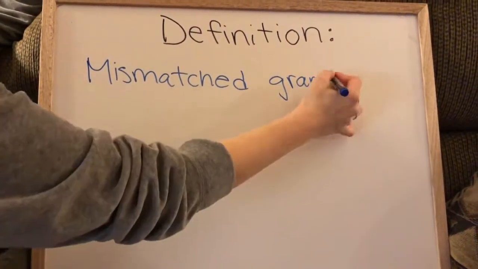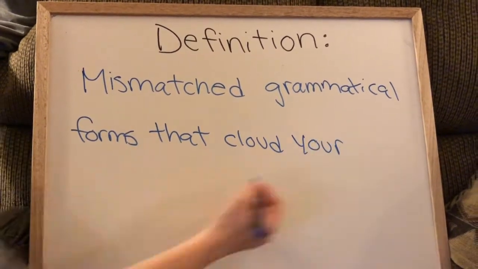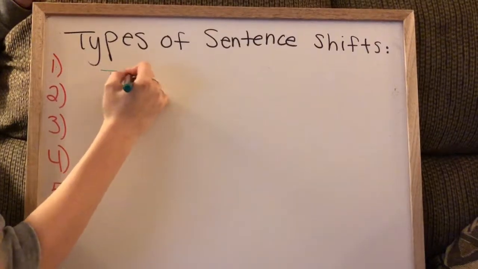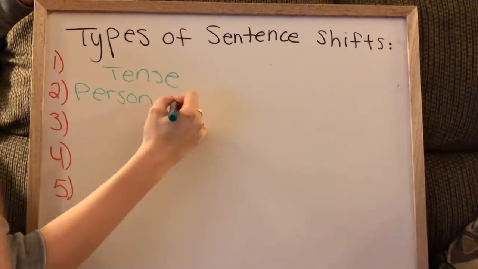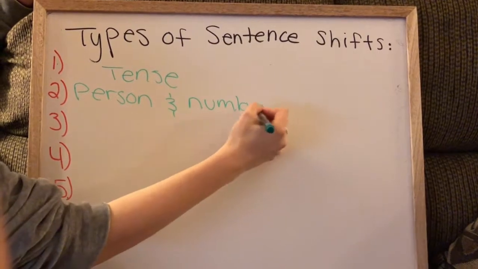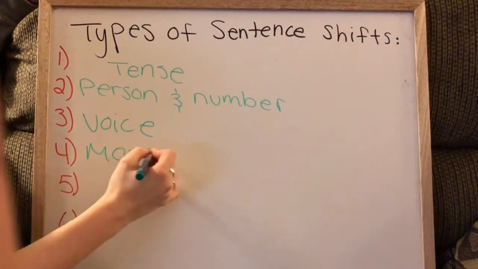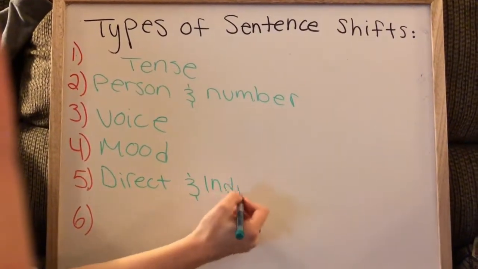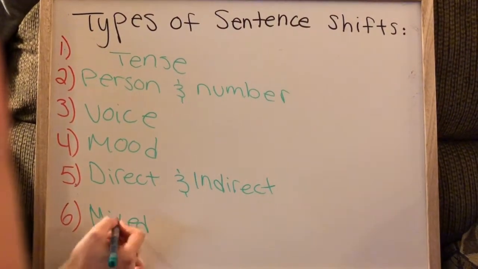The definition of a sentence shift is mismatched grammatical forms that cloud your meaning to the reader. The types of sentence shifts are tense shifts, person shifts, number shifts, voice shifts, mood shifts, direct and indirect shifts, and mixed clause shifts.